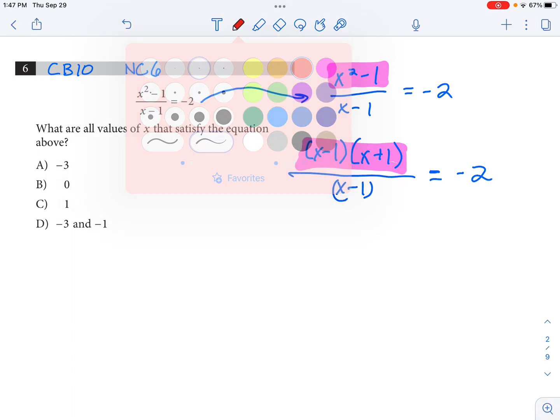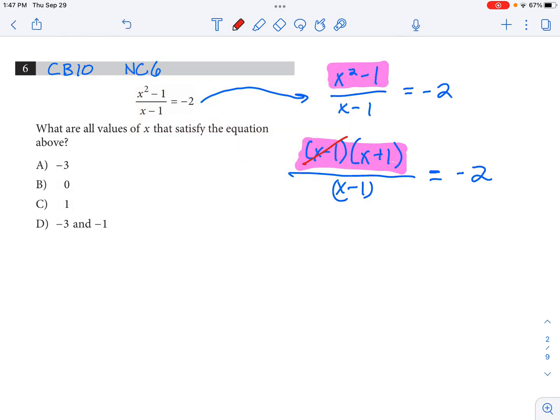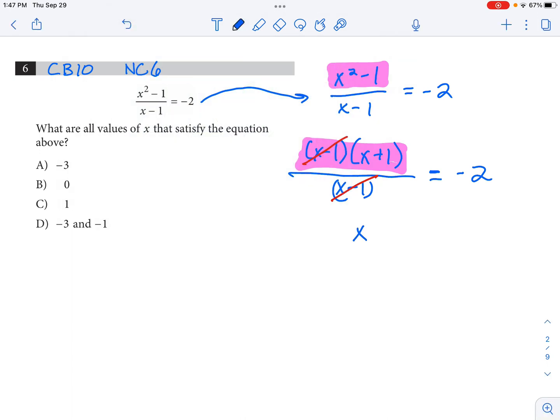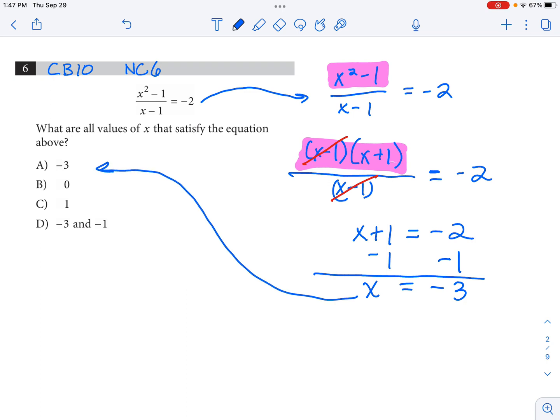Now I see an x minus 1 on top and an x minus 1 on the bottom, so I'm going to cancel those out. And then I'm left with x plus 1 is equal to negative 2. And I know I can subtract 1 from both sides. And I get x is equal to negative 3, and that's the answer we're going to mark.